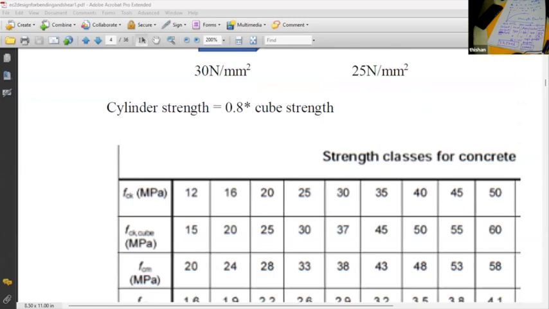I can still go with cube strength, because Eurocode supports cube and cylinder both. But if you are designing for Eurocode, it's a cylinder. But for construction technology, they have not said anything. So you can use either cube or cylinder. But in this particular case, I am using cube strength. Okay, any other question? Okay, sir.